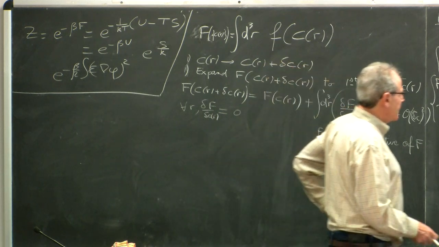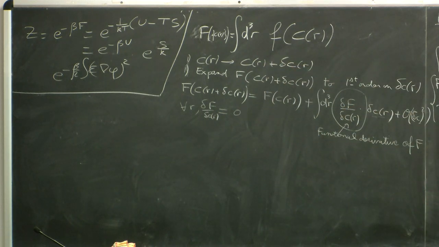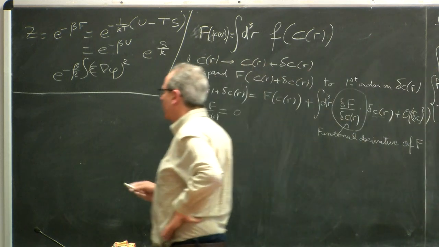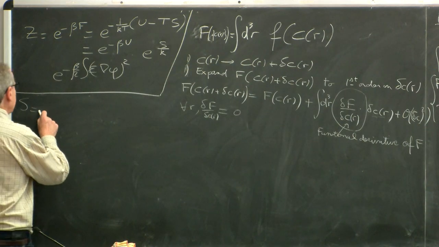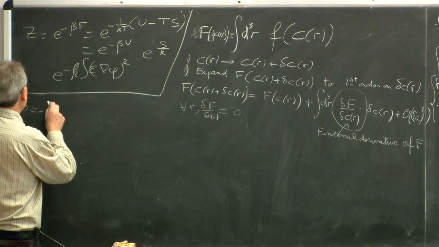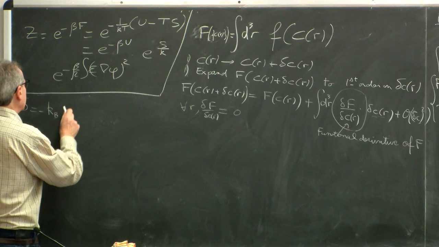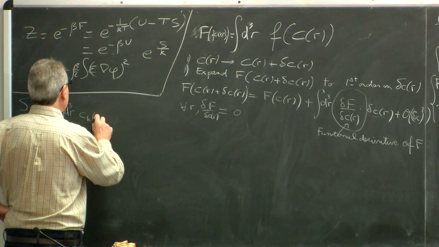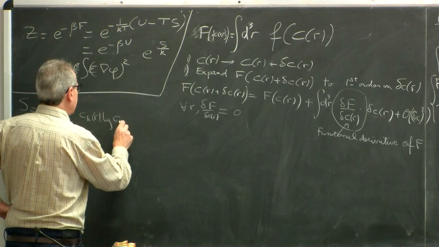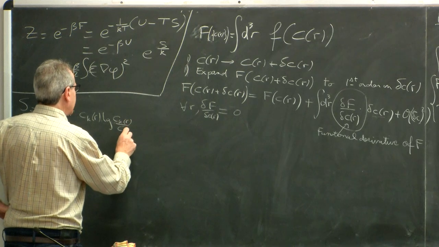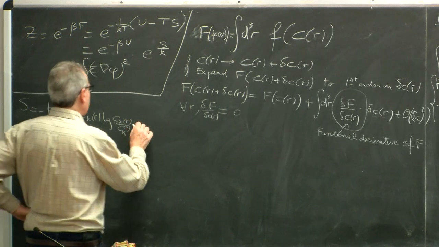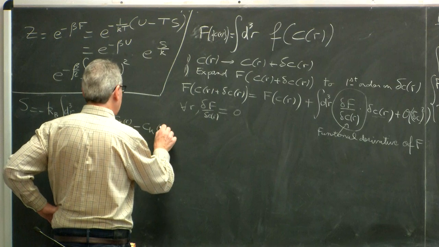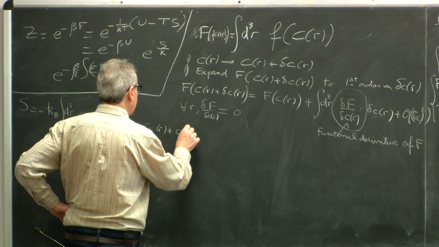cases. So, for instance, if I take the entropy, as we saw, it is minus kB integral d3r of ck(r) log ck(r) over ck0 minus ck(r) plus ck0.